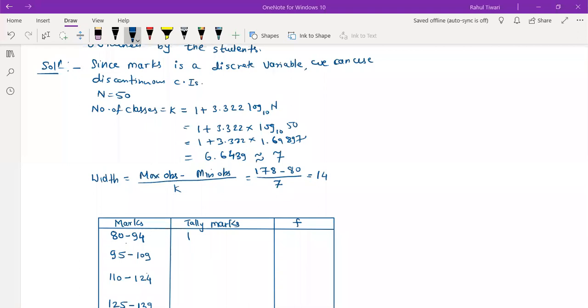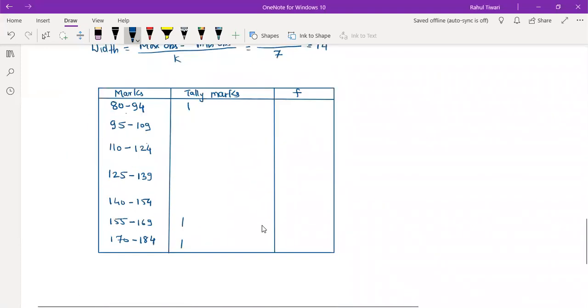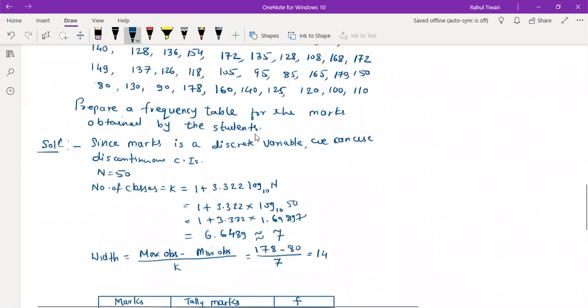Sir, please scroll to that frequency column. This one? No, sir, I was marking on the screen that you have given. Then yes, sir.